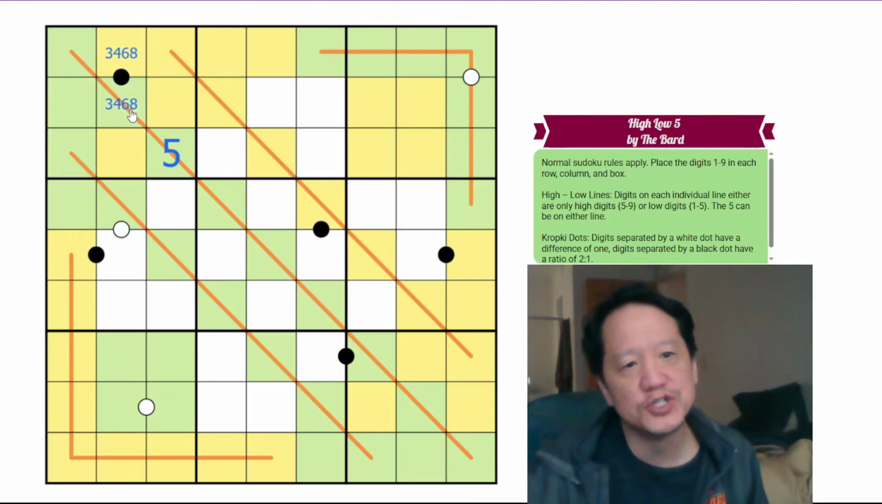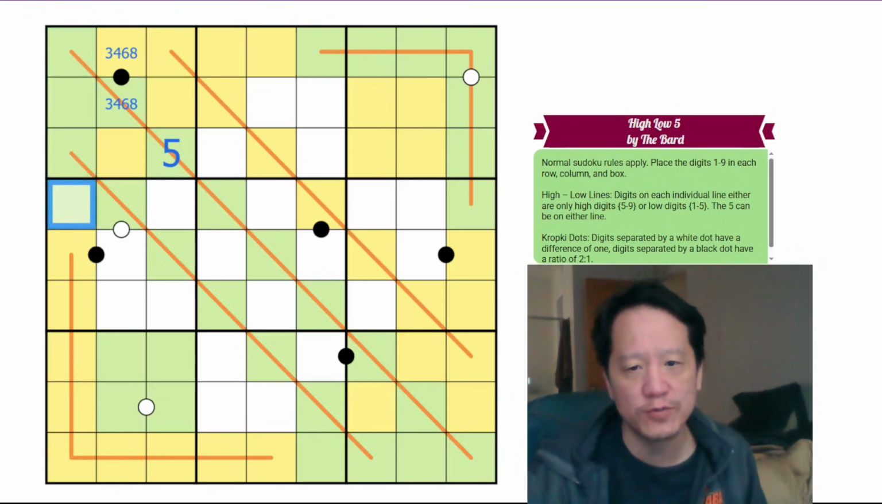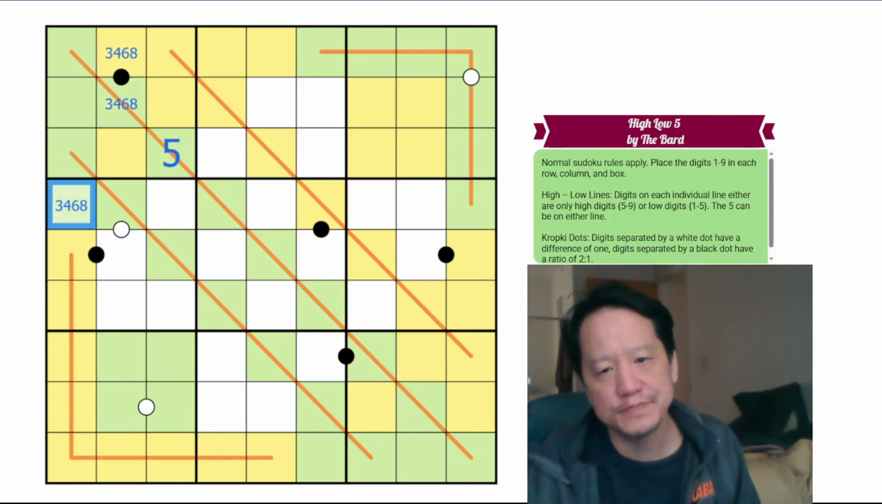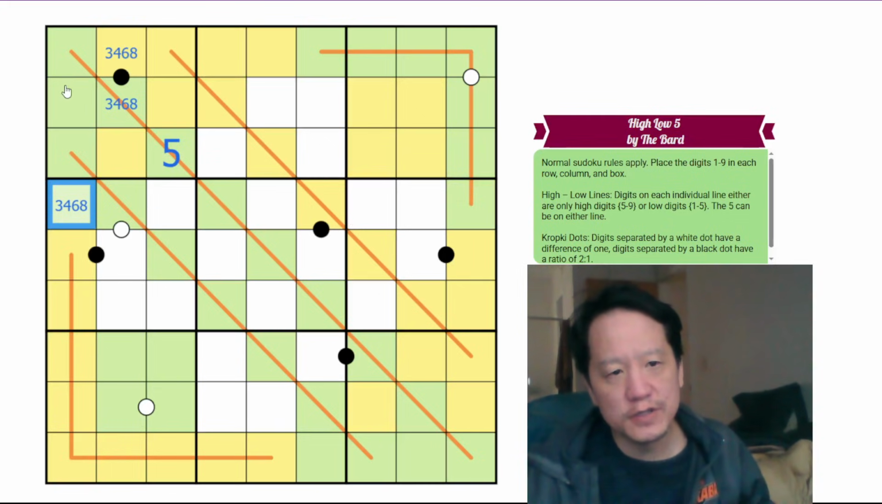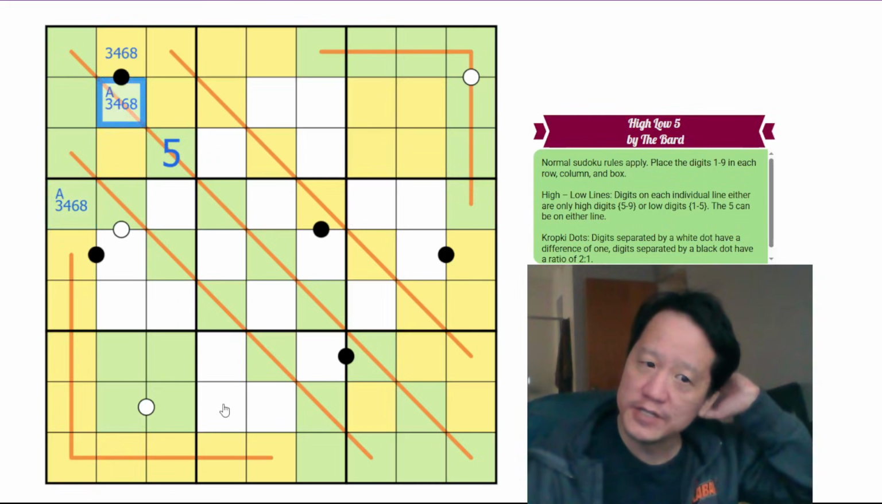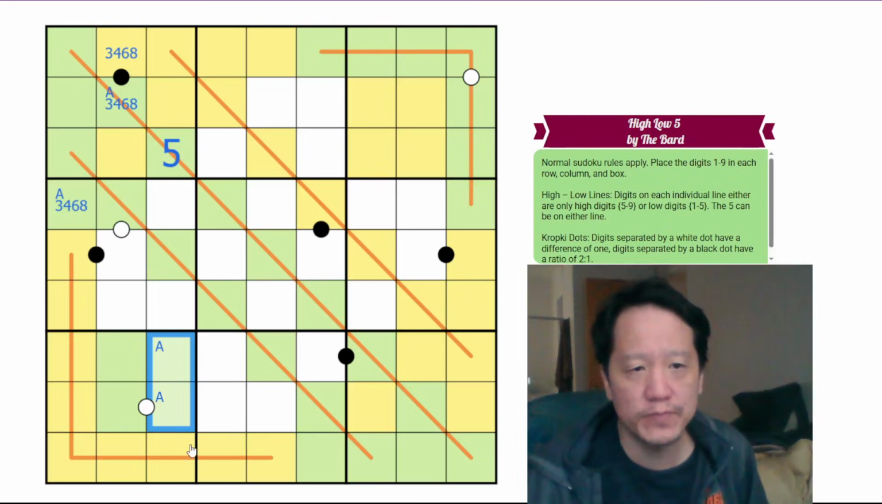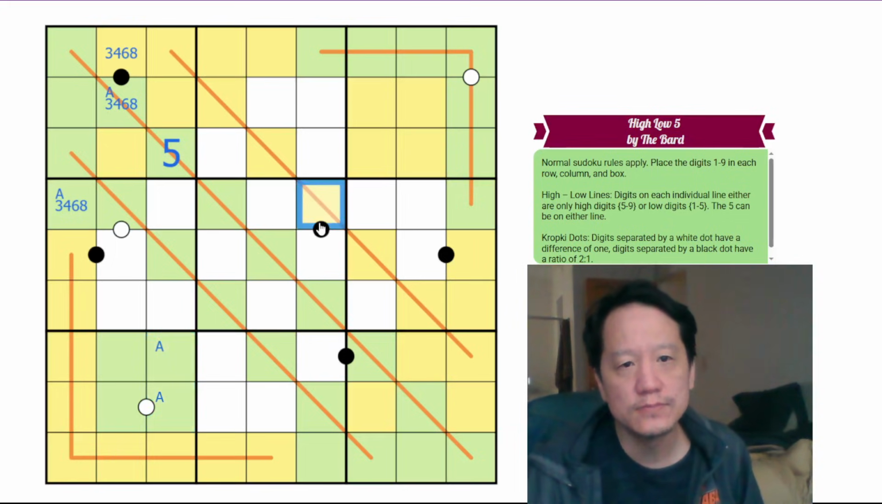So whatever this digit is has to be here because we have all other 3 accounted for. So this must be 3, 4, 6, 8. Accounting according to that, this has to be A, and that matches the A. So then the A must be here. We're not sure which though. 5 obviously has to be one of these.